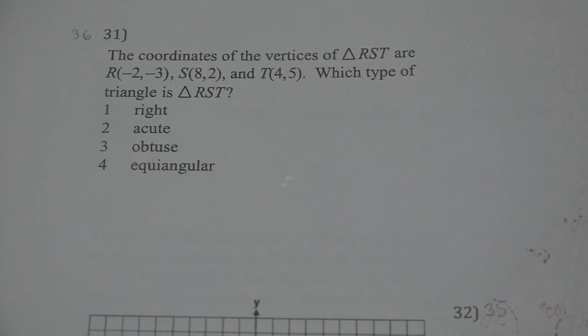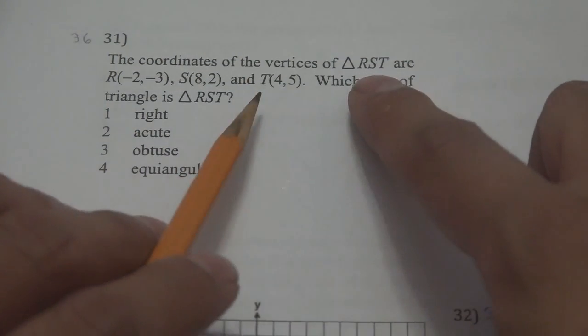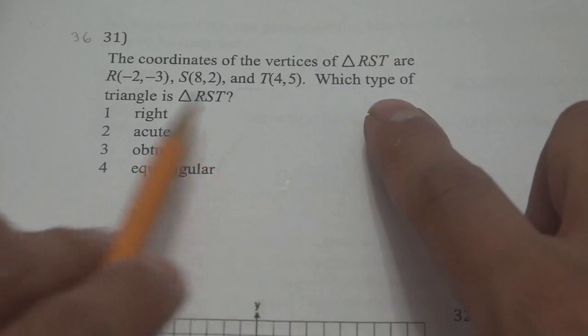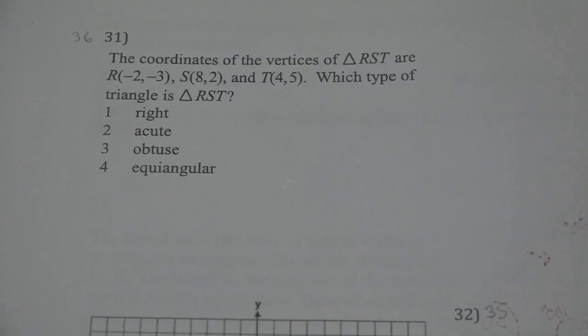All right. Problem number 36. It says the coordinates of the vertices of triangle RST are given. Which type of triangle is triangle RST? Okay, then, so how am I going to actually solve this problem?